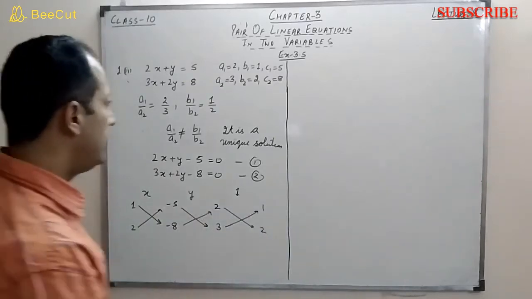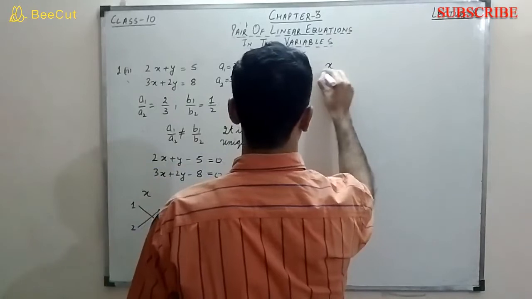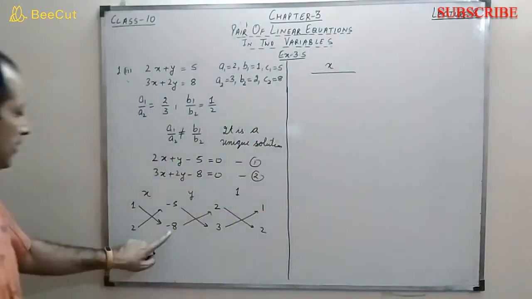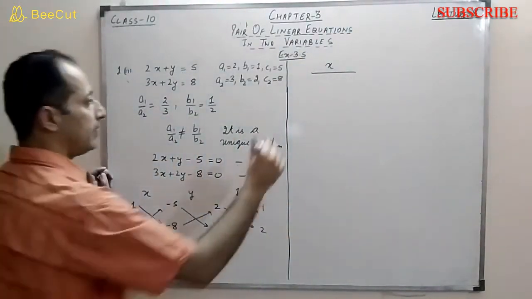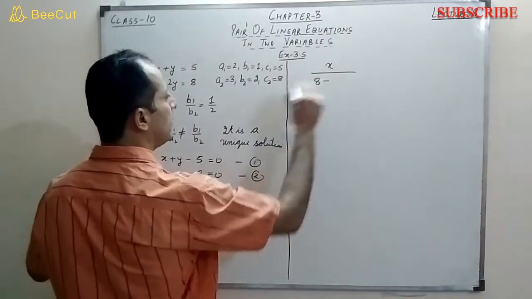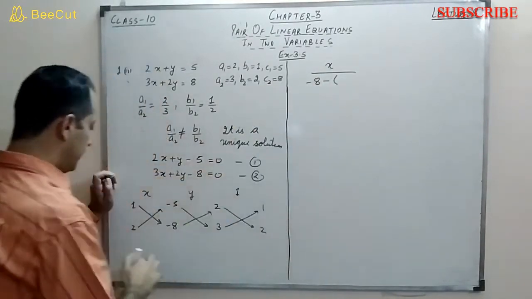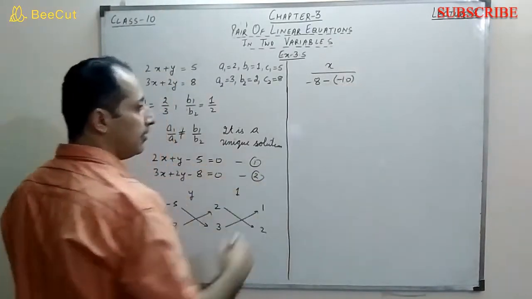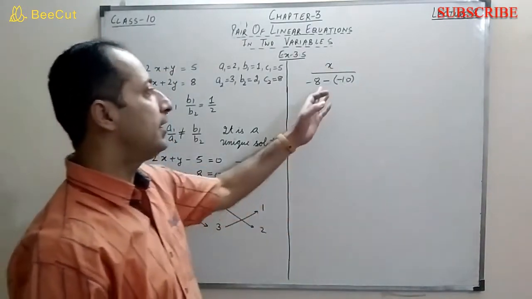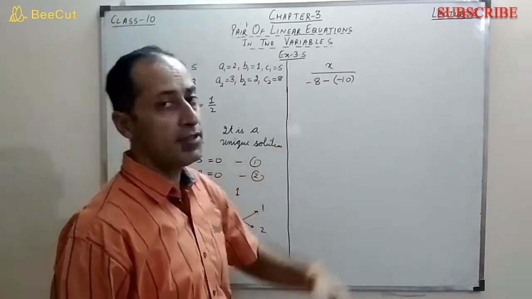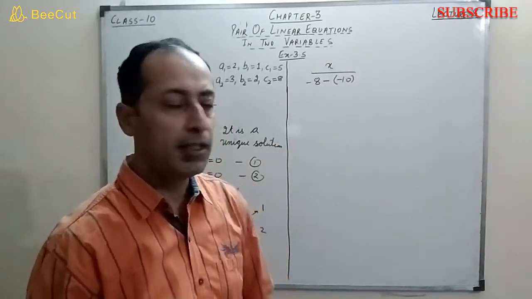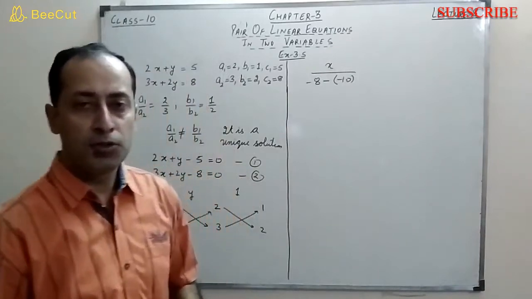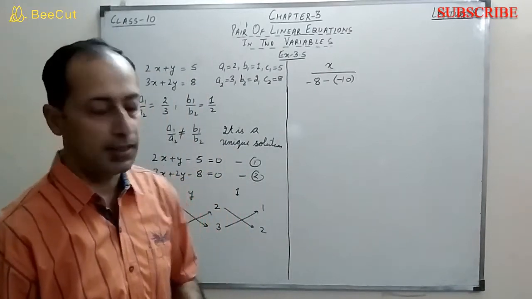So I write x upon, so x upon it will be minus 8 into 1, it will be minus 8. Then there is a compulsory negative sign, I put the brackets. 2 into minus 5, it is minus 10. Whenever you are doing this question, since there is a negative sign, and after the negative sign, if there is one more negative coming, you should always put in the bracket to avoid the mistake, right?